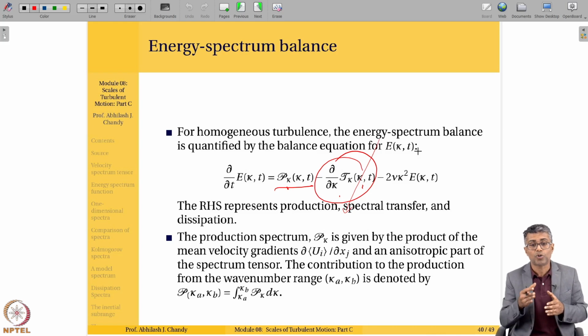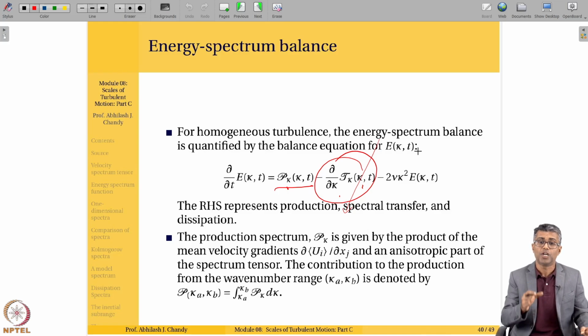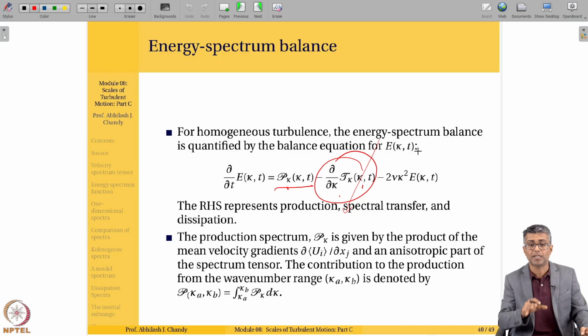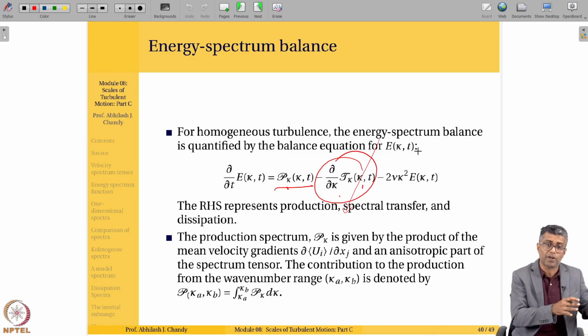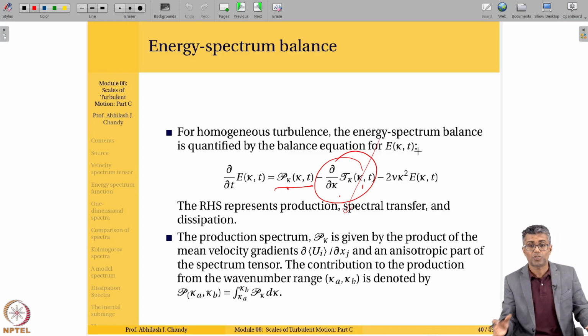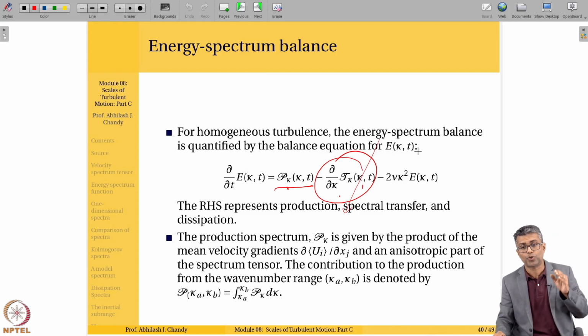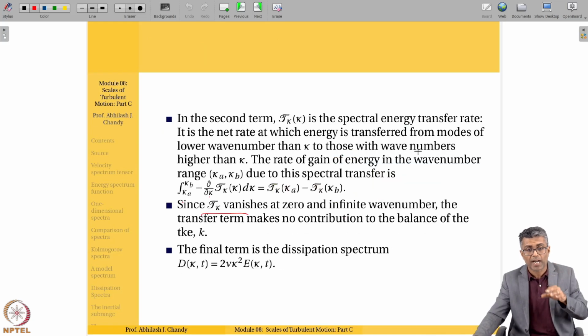The second term is your energy transfer, and because it is an energy transfer rate with respect to wave number, you have it as del K. This is not a typical spectra like you see for production or dissipation or energy spectra for that matter. This is with respect to wave number because it changes with respect to wave number. It goes from the lower wave numbers to the higher wave numbers, isn't it? So that is your spectral transfer. And your dissipation is a term that we have seen before, 2 nu kappa squared E of kappa. That is your dissipation.